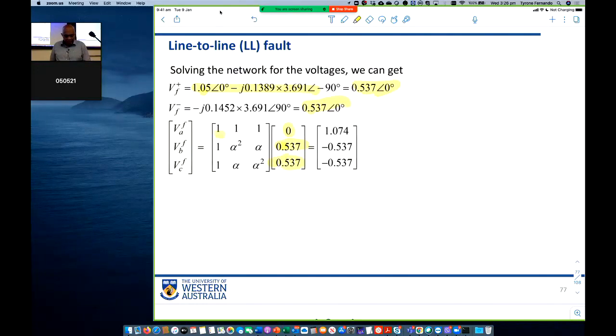This is matrix A. If you multiply them, then you have the phase voltages, right? Phase A voltage, phase B voltage, and phase C voltage. So we have those phase voltages. Does that make sense? Yeah?